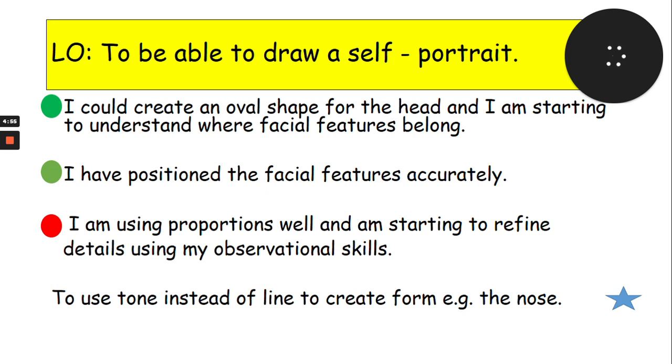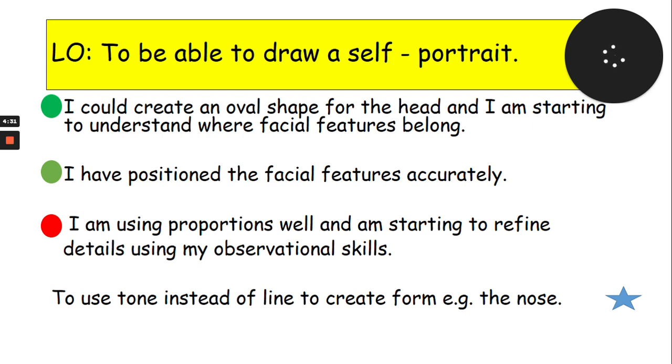We started the first part of the lesson last week and we're continuing with our learning objective to be able to draw a self-portrait. Last week you should have created an oval shape for your head and you needed to look at the diagram provided and start to think about where your facial features belong. Hopefully most of you positioned the facial features accurately.